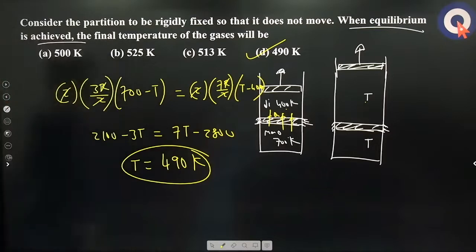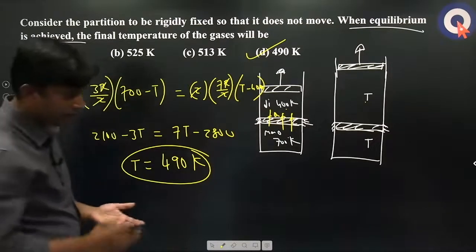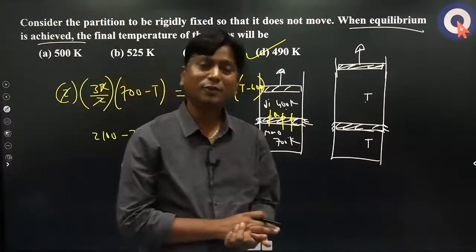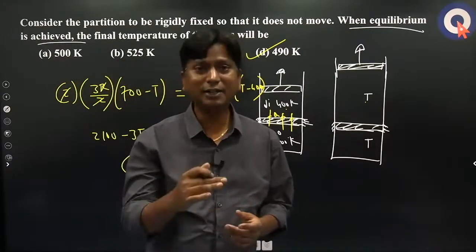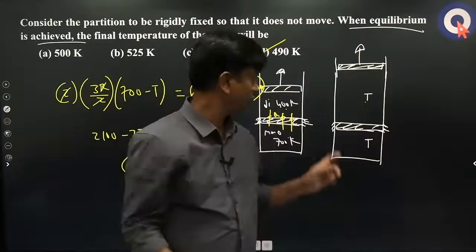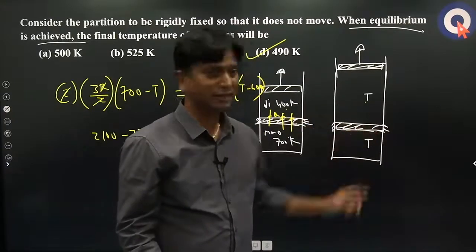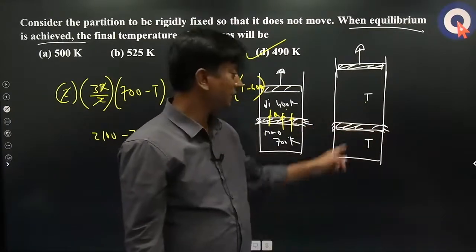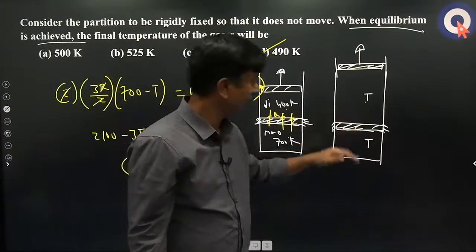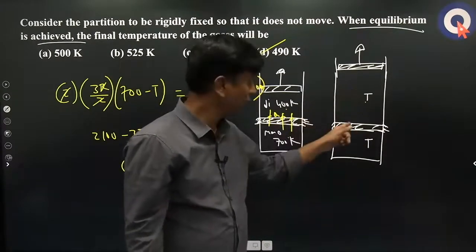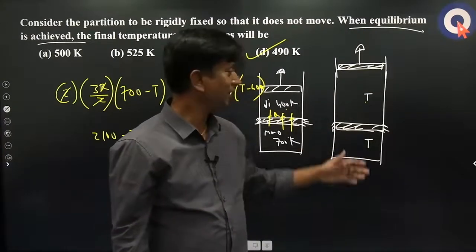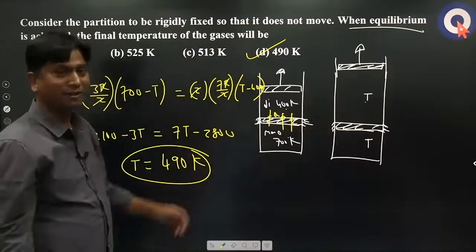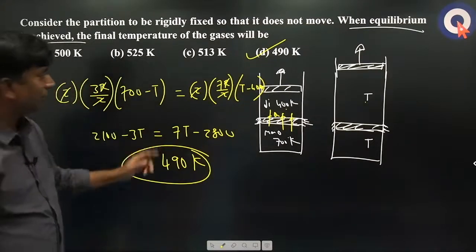Whenever the pistons are given, freely movable piston means pressure is constant, and when it is a conducting piston, the temperature on either side should be the same finally, because it's conducting, right? Sometimes this also will be insulated, so definitely this will not give any heat, and it is movable, which means definitely it will push and do the work. That is also one more problem; I have taken one question on that also. Hope you have understood this.